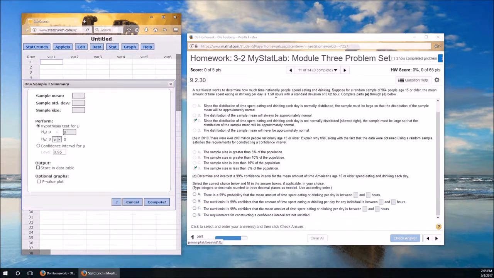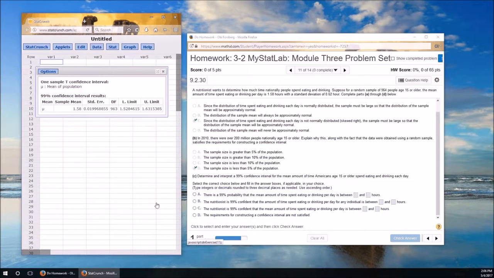The sample mean is 1.58. The sample standard deviation is 0.62. The sample size is 964. We want a confidence interval because it says we need to interpret a 99% confidence interval. The confidence level is 0.99. Any other options? Let's hit compute.